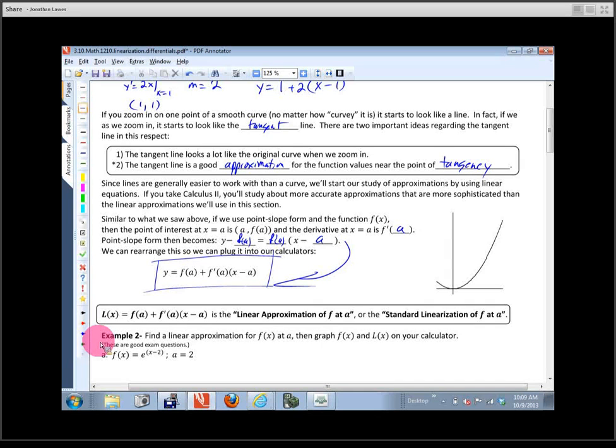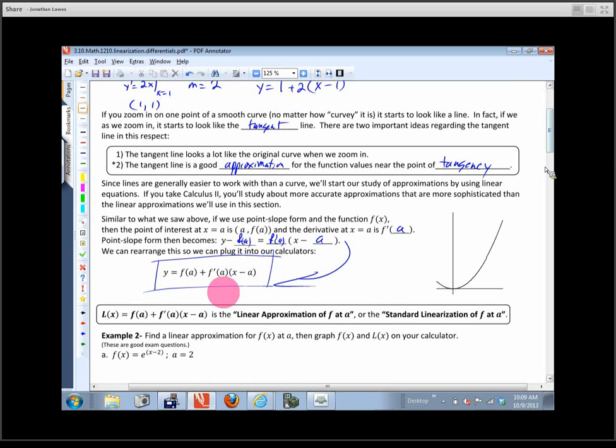What's nice about this is, what determines our tangent line? How many things do we have to know? How many things do we have to plug in? All you have to know is the point of interest. Clearly you need the function that you're working with. But if you know what a is, f of a goes right here, a goes right here, and f prime of a goes right there, and you're done. You've got the tangent line.